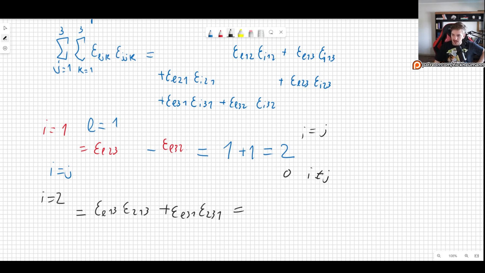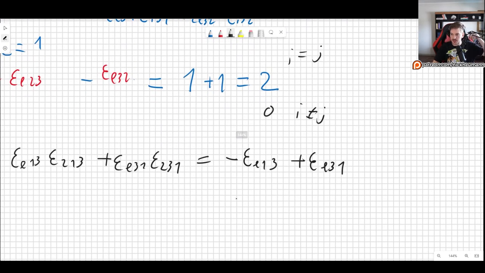So in this case, 2, 1, 3, this is an odd permutation. So we get minus epsilon, L1, 3. And here we have 2, 3, 1. Now, how many permutations does this require? This means 1, 2 permutations. So here we get plus epsilon L3, 1. Okay, so what happens here in the different cases?